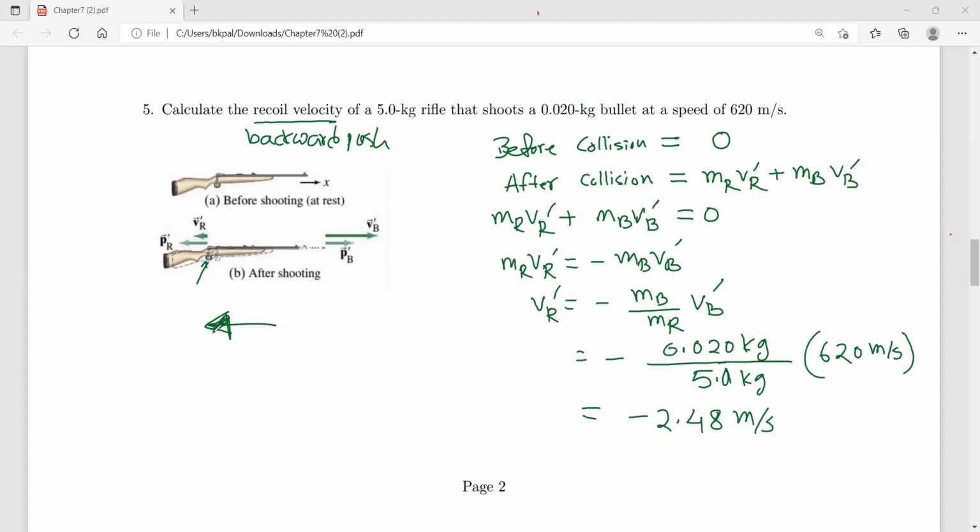And it makes sense because the bullet is going in this direction. If the rifle is not going in the opposite direction, then the momentum will not be conserved. So this tells us that the velocity of the rifle is in the negative direction. The magnitude of the rifle's velocity is 2.48, and because it is going in the negative direction, it makes sense that it is a backward push. So the recoil velocity for this problem is minus 2.48 meter per second.